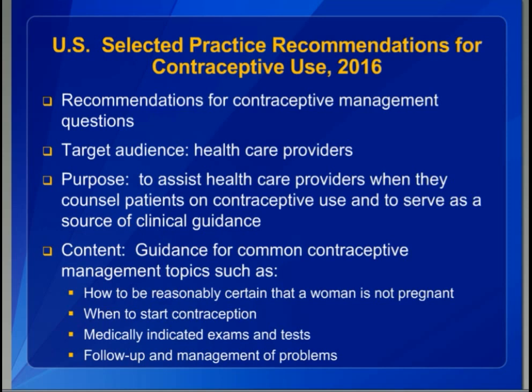The U.S. Selected Practice Recommendations, or SPR, is also aimed at healthcare providers and provides evidence-based recommendations for common contraceptive management questions. It includes information on when to start contraception, how to be reasonably certain a woman is not pregnant, medically indicated exams and tests needed prior to starting contraception, and follow-up and management of problems.